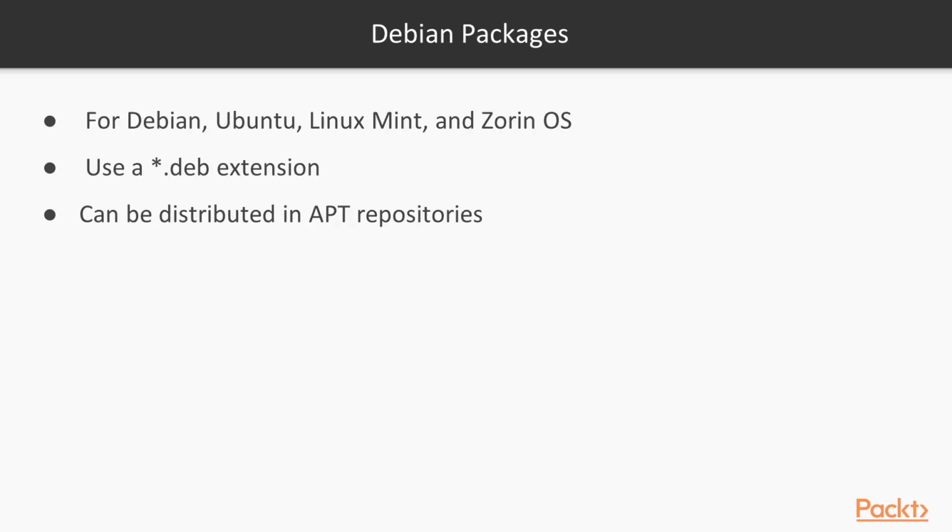Debian packages are probably the most widely used packages in the Linux world. They of course come from the Debian Linux distribution, but they are used by many other popular distros like Ubuntu, Linux Mint, Zorin OS, and many more, and as such are a must-have when planning to package an Electron application.